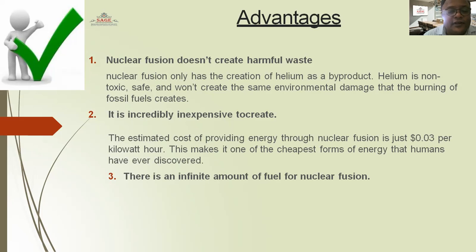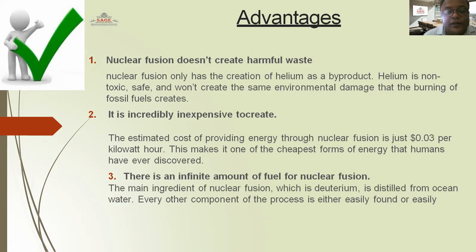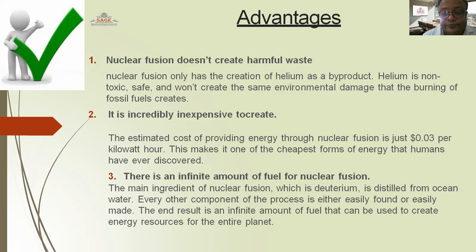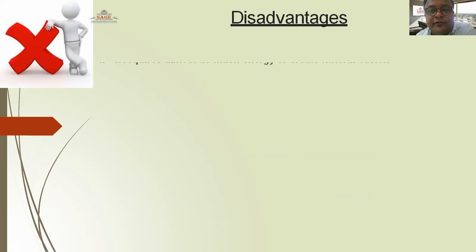This is another advantage. The main ingredient of nuclear fusion is deuterium, which is distilled from ocean water. Every other component of the process is either easily found or easily made. The end result is an infinite amount of fuel that can be used to create energy resources for the entire planet.